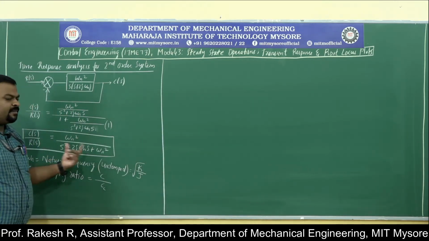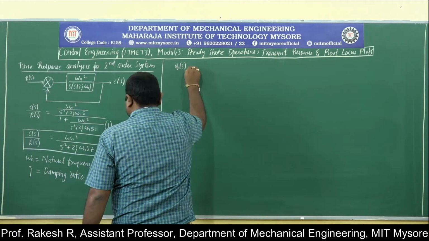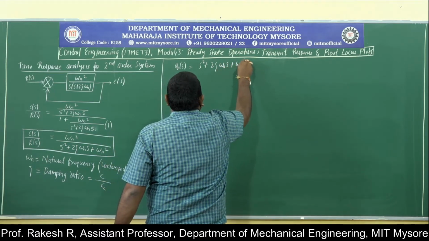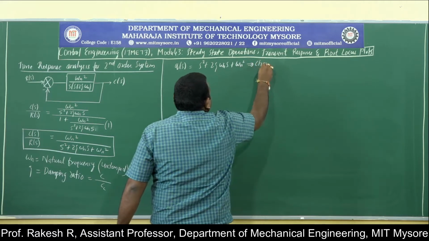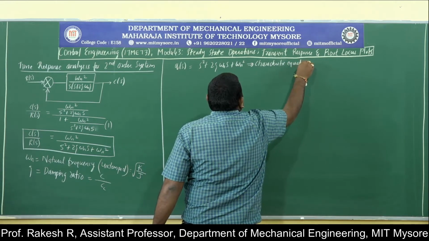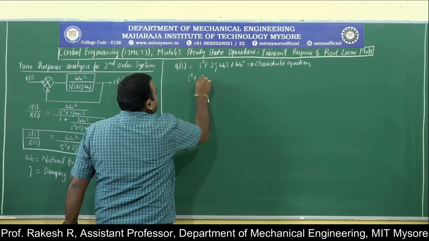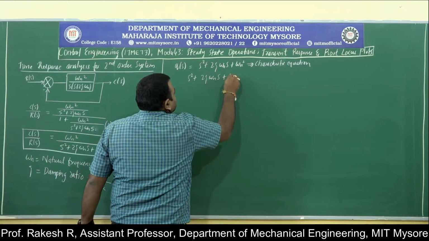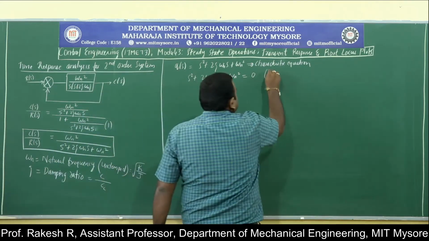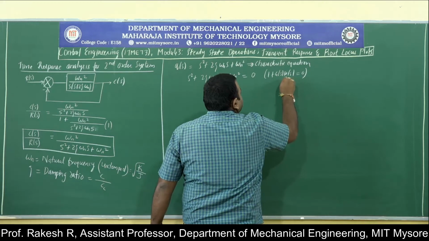So the denominator we need to solve. If we solve the denominator, Q of S will be S square plus 2 zeta omega n S plus omega n square. This is called the characteristic equation. So we have to solve the characteristic equation. In other words, S square plus 2 zeta omega n S plus omega n square equal to 0. So if we solve this, 1 plus G of S H of S equal to 0, we will get the roots.